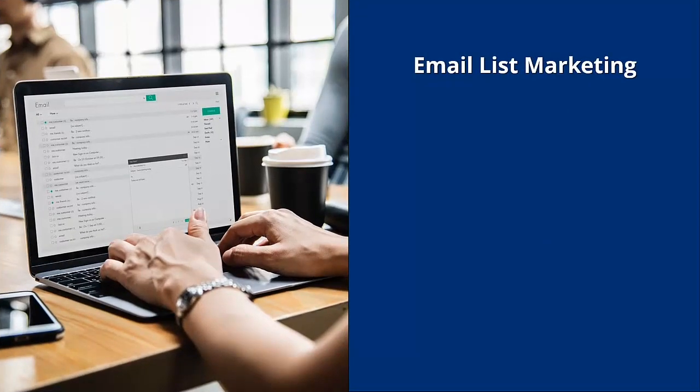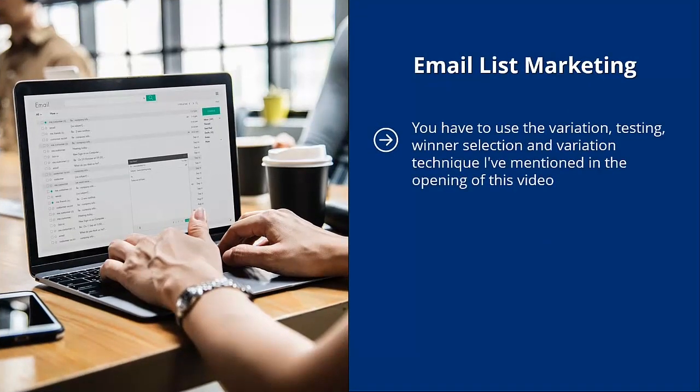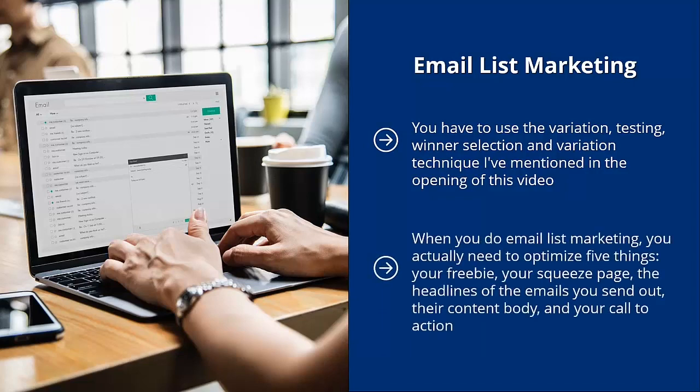Email list marketing. You have to use the variation, testing, winner selection, and variation technique I've mentioned in the opening of this video. You're going to have to use this across the board. When you do email list marketing, you actually need to optimize 5 things: your freebie, your squeeze page, the headlines of the emails you send out, their content body, and your call to action.